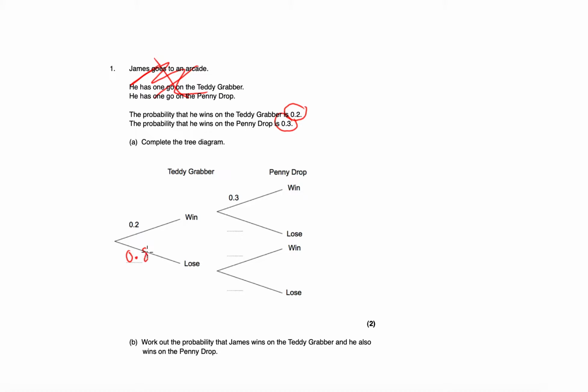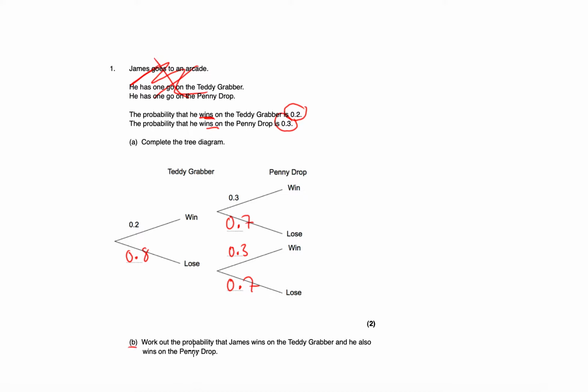Okay, so we know that each branch on a tree diagram needs to add up to 1, so we have 0.8 here. Okay, and again add up to 1, 0.7 here. And the probability that he wins on the penny drop will stay the same, 0.3. What's the reason for that? It's because the question has not told us otherwise. The question doesn't say otherwise, so we can assume that it's also the same. Okay, these events are independent of one another. And because this is 0.3, we know this is 0.7 as well.